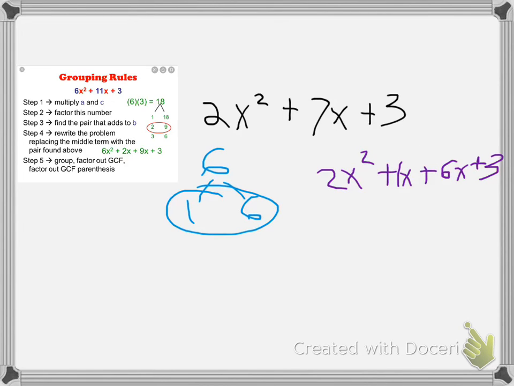And now I do the same thing I did with my last problem. I look at my first two terms first, and I ask myself, what goes into both a 2x squared and an x? Oh, an x does, right? An x goes into x squared, and x goes into x. So I pull out an x. So I put it outside the parentheses. And then I divide my 2x squared by x. 2x squared divided by x is 2x. Then I have this x. X divided by x is 1. Then I copy down this plus right here.